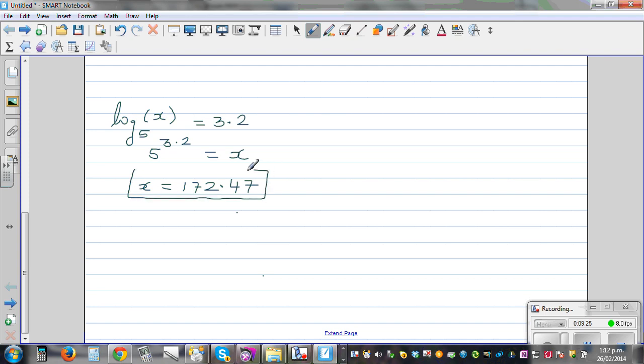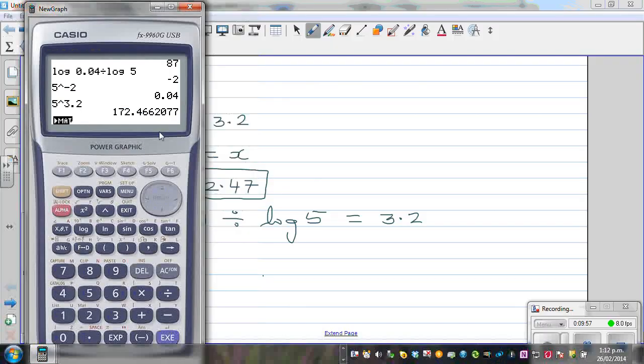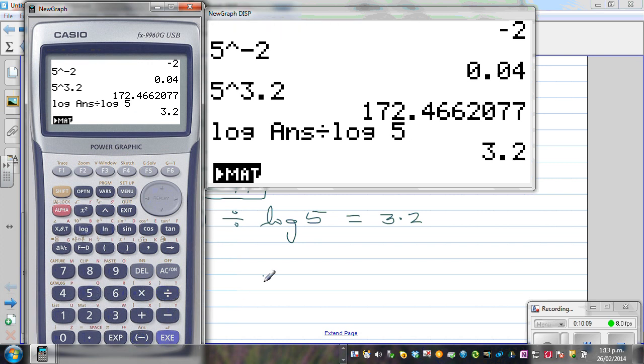Okay, so how will you check your answer? The same thing. Log of x, which is your answer. So if you want to check your answer, this is how you can check. Log of your answer on your calculator divided by log 5 should give you 3.2. So let's do that again. It's just applying the rule. So log of the answer, shift answer, divided by log 5 should give you 3.2. So your answer is right.